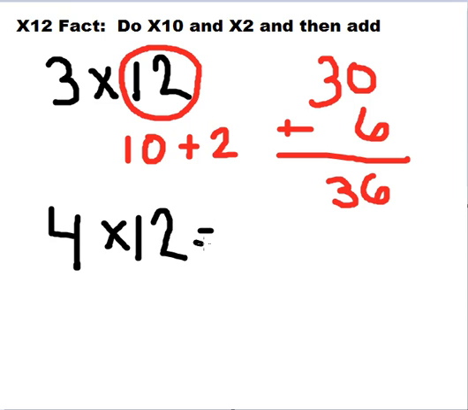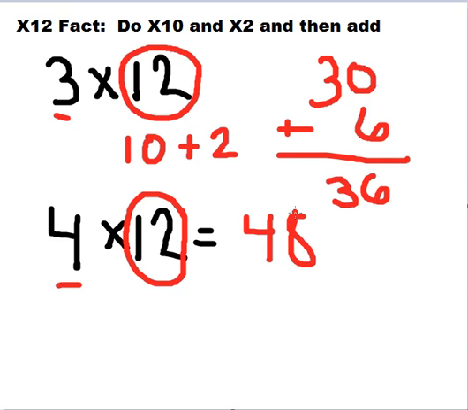So do 4 times 10, and think about what that is. Then do 4 times 2, think about what that is, and then add those two together. And what do you get? So you should have gotten 40 and 8. Add those two together. 48 is the answer.